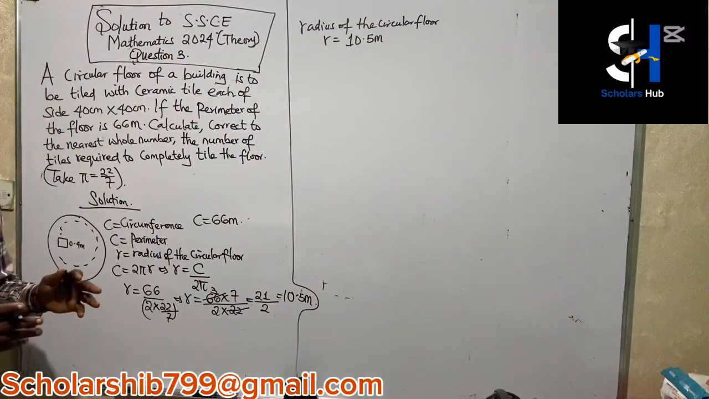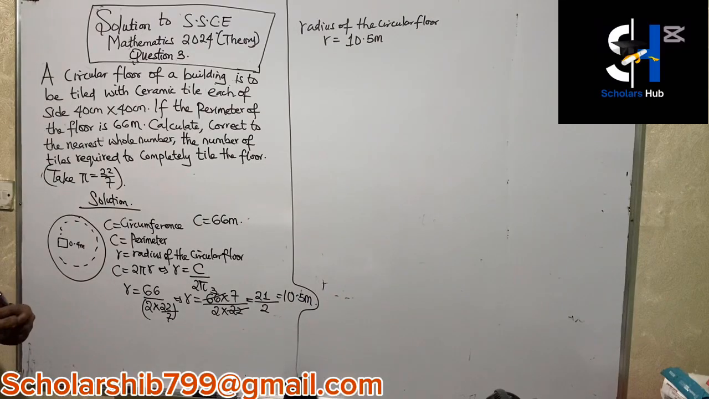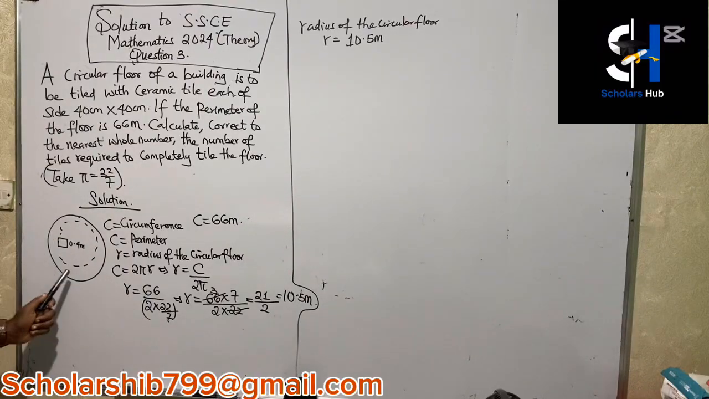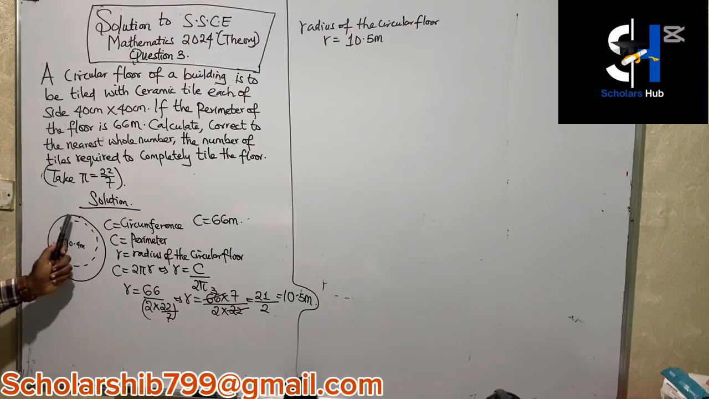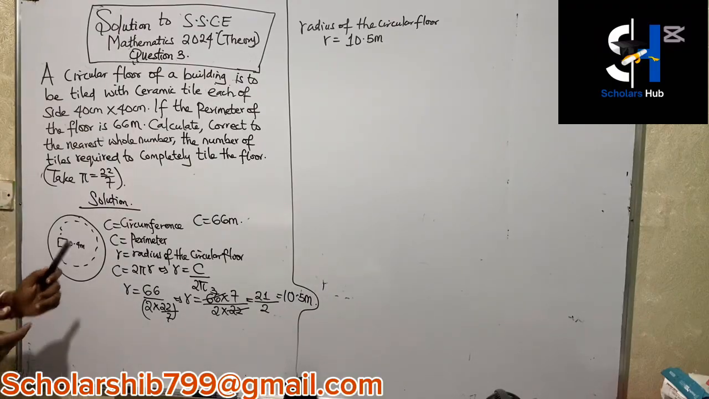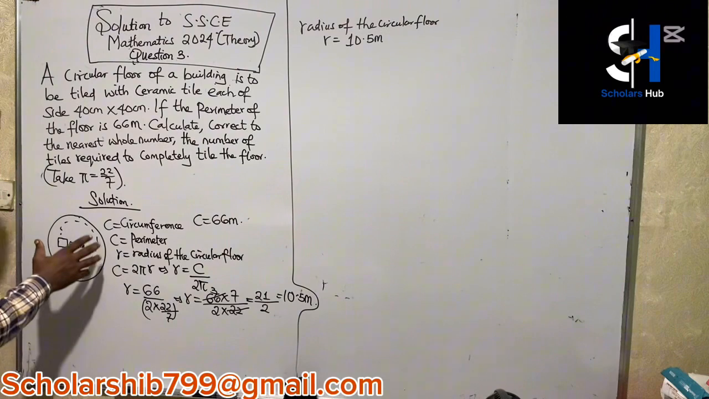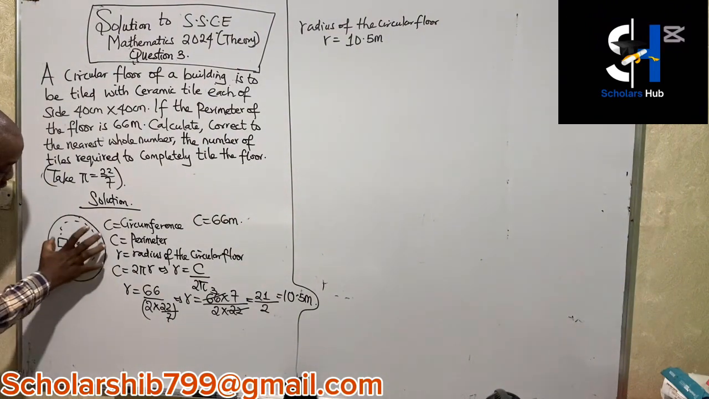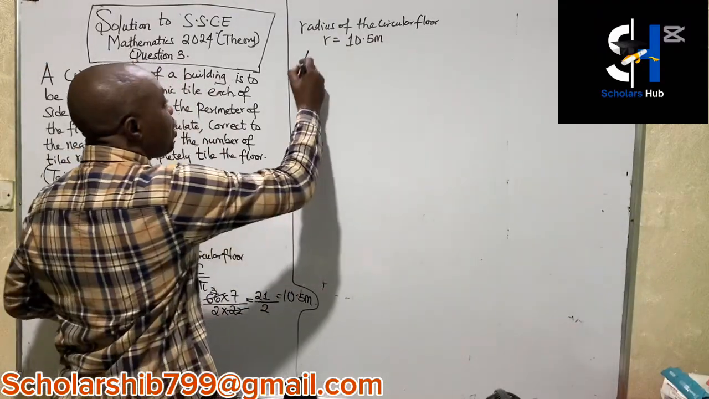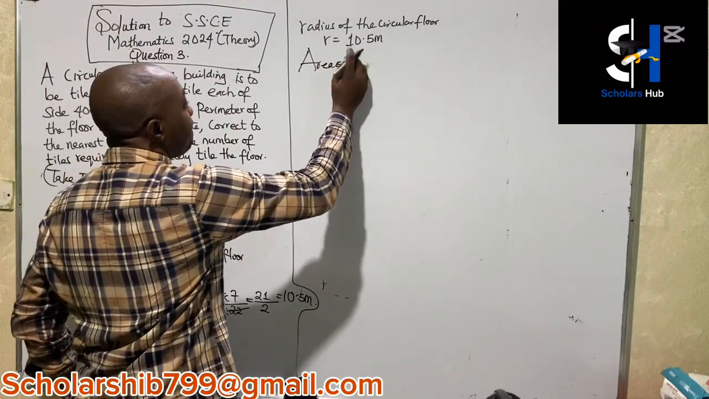Now, like I said, we need the radius of the circular floor, because to be able to calculate the number of tiles, we need to find the area of the circular floor. Then we divide it by the area of one tile, and that will give us the number of tiles that can be placed inside this circular floor.